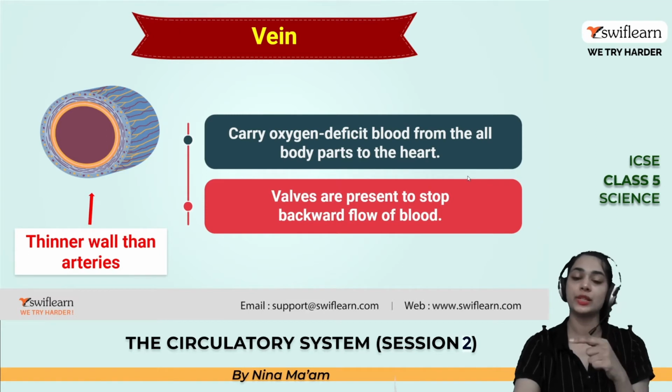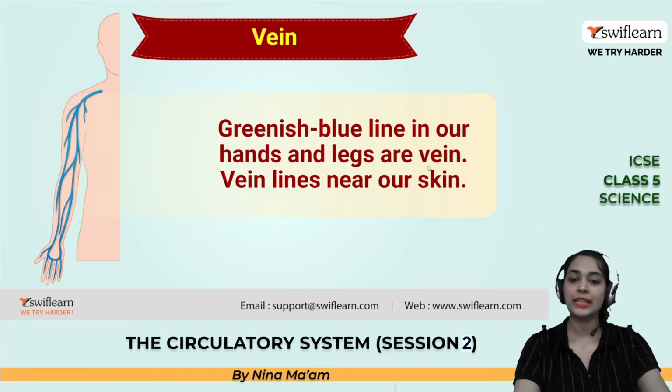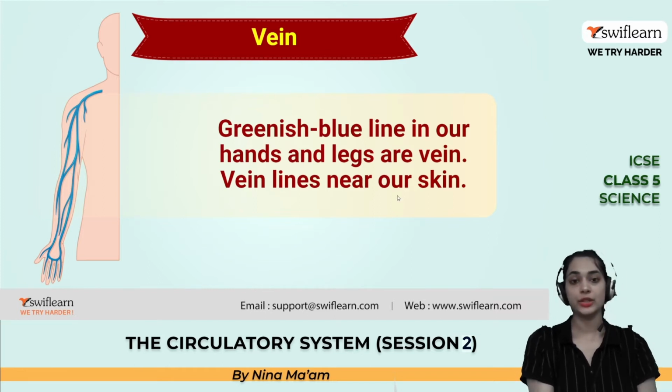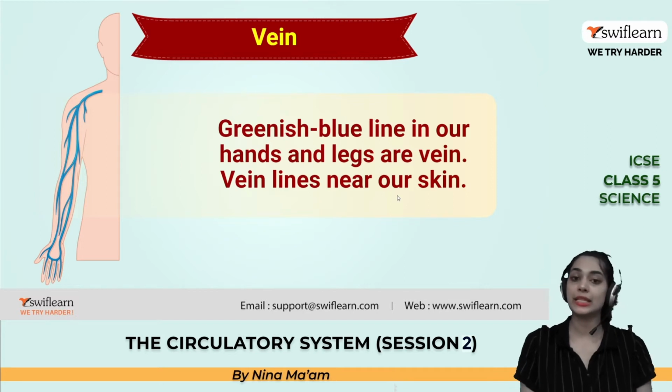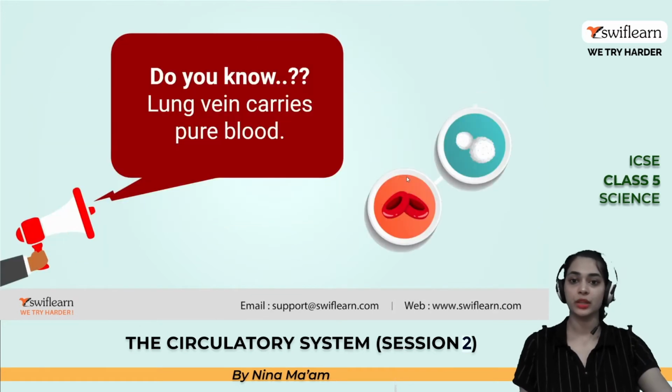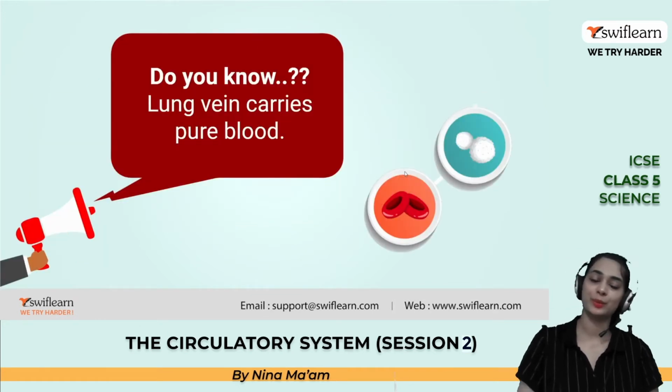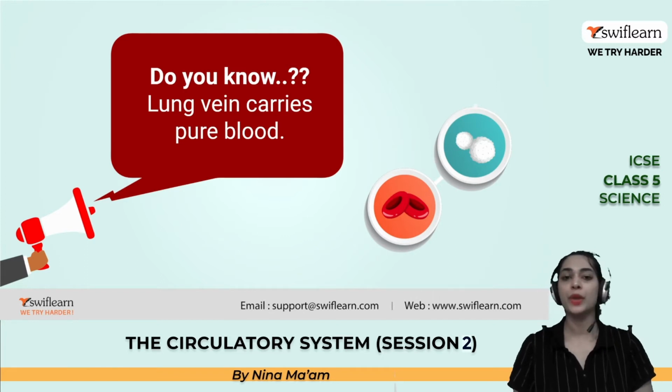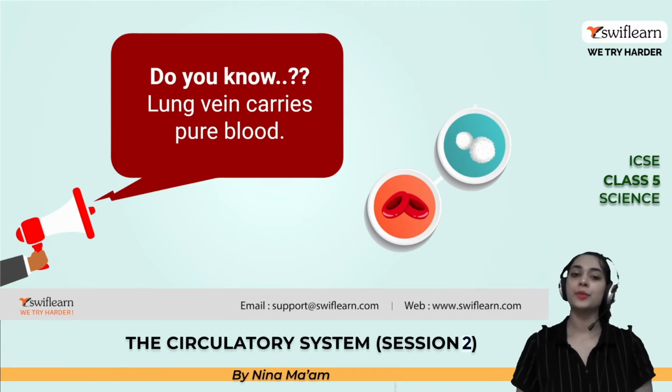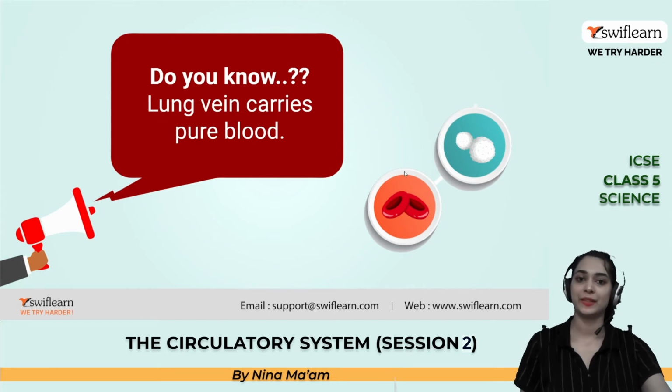As we mentioned earlier, there is only one direction for the blood flow. And here we can see that the greenish blue lines in our hands and legs are veins. Veins lie near our skin. When you look at your skin on the hands and the legs, you can see the veins. They can be in different colors such as green, blue, or a mix of both. And do you know, the lung vein carries the pure blood. It is the oxygenated blood. Pure blood is the oxygenated blood and impure blood is the blood with carbon dioxide.